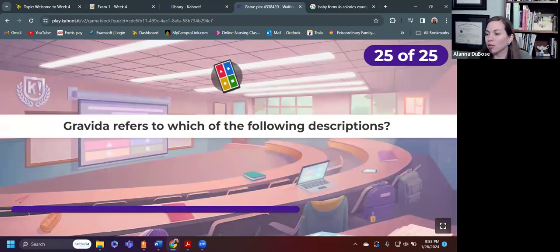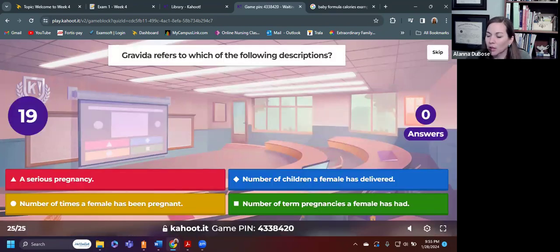Gravida refers to which of the following descriptions? Red, a serious pregnancy; blue, number of children a female has delivered; yellow, number of times a female has been pregnant; green, number of term pregnancies a female has had. Yellow.